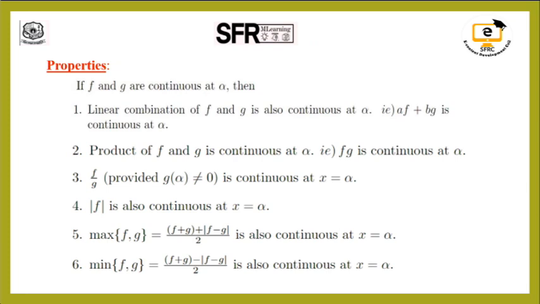Similarly for the minimum, so minimum of f comma g is also defined as f plus g minus modulus of f minus g, by 2. So again by using the same logic we can prove that the minimum of two continuous functions is also a continuous function. So these are some of the important properties connecting the continuity, right.